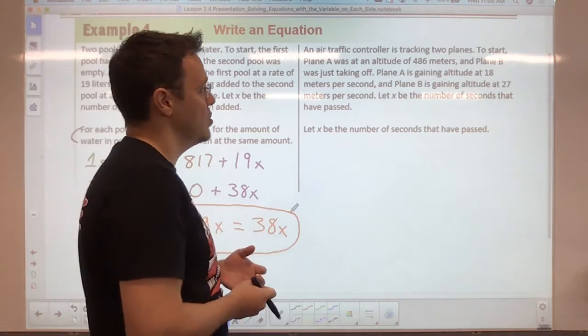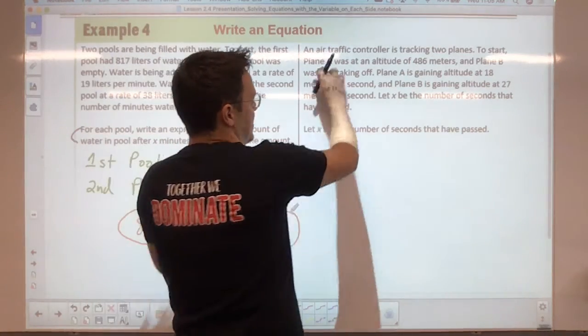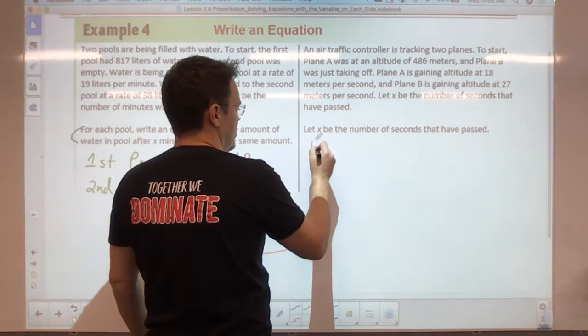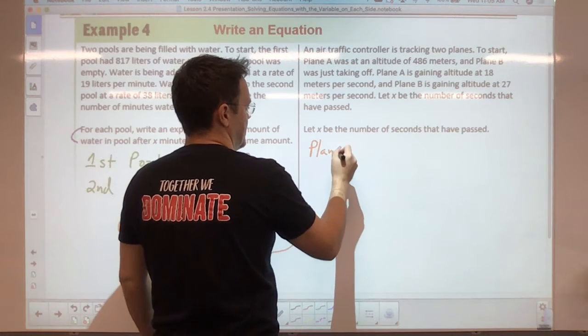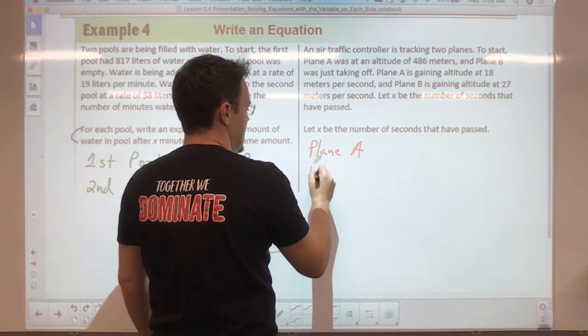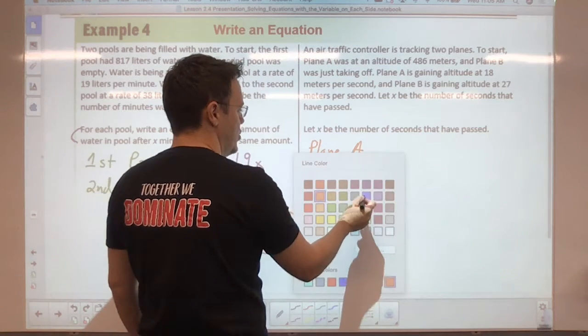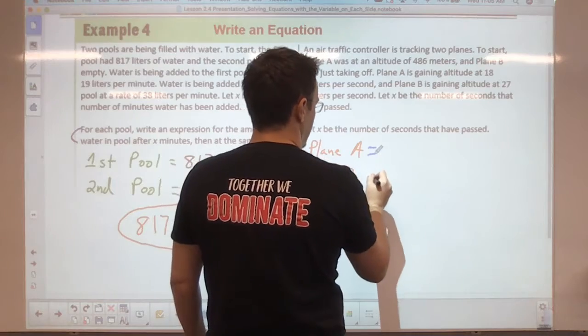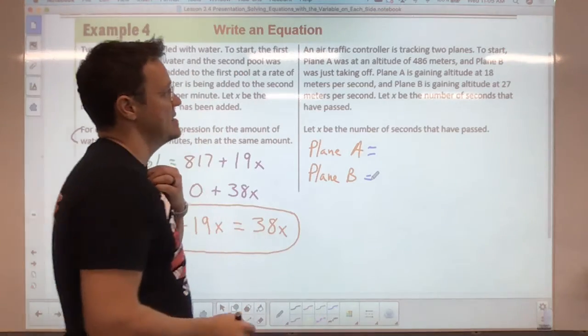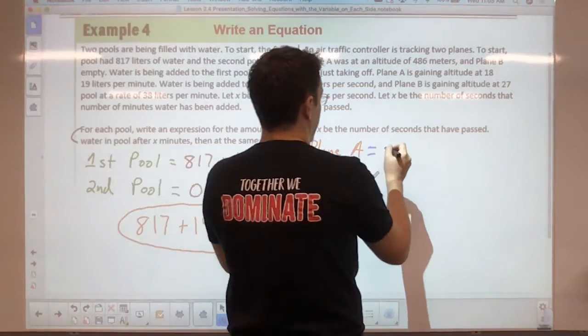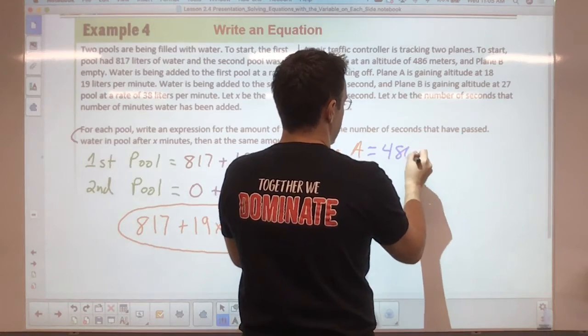All right, air traffic control is tracking 2 planes. Plane A, and then there's plane B. So let's go plane A, and then a plane B. All right, so how are you doing this? Let's do it. Plane A has an altitude of 486 meters, so he's at 486.